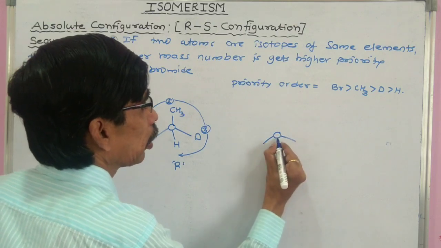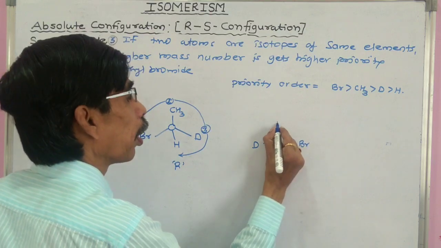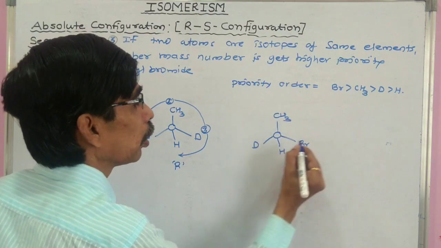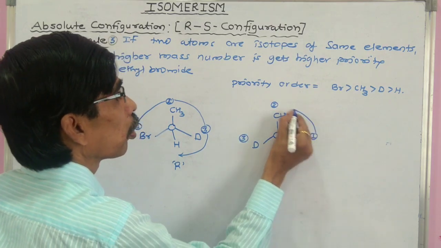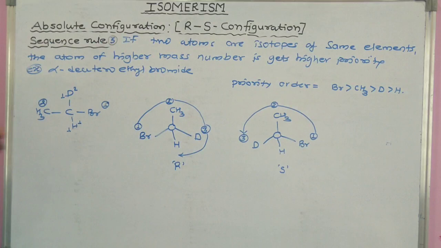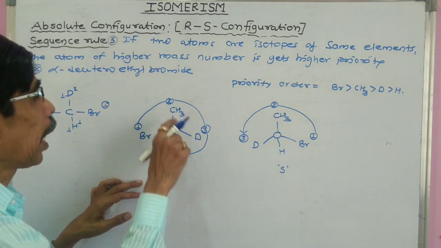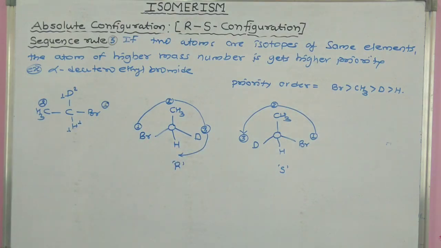Now we can write the S configuration. This is Br, and this is the CH3. So this is 1, 2, and this is 3. Now this rotation is anti-clockwise. So this is alpha deuteroethyl bromide. In this example, H and D are isotopes of the same element. Therefore, the atom with the higher mass number gets the higher priority.